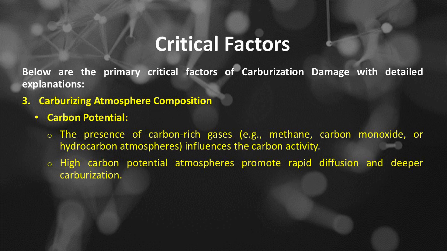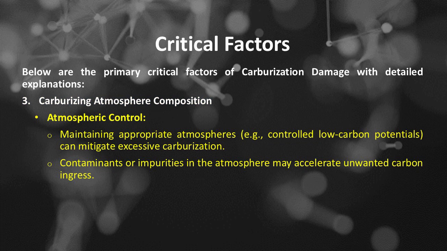Number 3 of primary critical factors of carburization damage with detailed explanations is carburizing atmosphere composition, includes carbon potential, the presence of carbon-rich gases such as methane, carbon monoxide, or hydrocarbon atmospheres influences the carbon activity. High carbon potential atmospheres promote rapid diffusion and deeper carburization. Atmospheric control, maintaining appropriate atmospheres, e.g., controlled low carbon potentials, can mitigate excessive carburization. Contaminants or impurities in the atmosphere may accelerate unwanted carbon ingress.